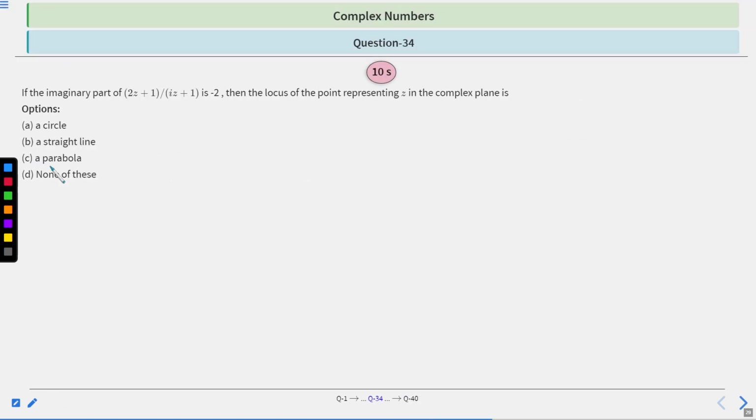Question number 34. If imaginary part of 2z plus 1 upon iota z plus 1 is minus 2, then locus of point representing z in a complex plane is. So let's move to the solution part after 10 seconds.